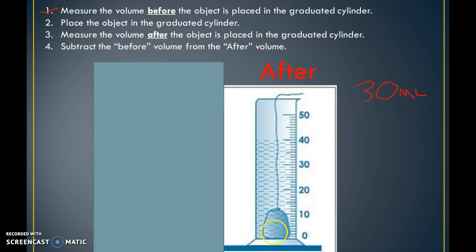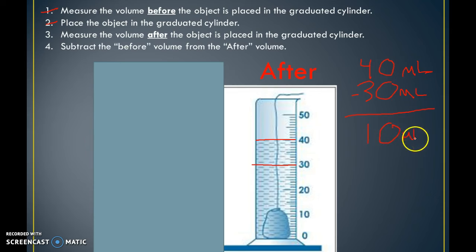So it looks like we have a little rock that we drop down on a string. So that's my object in. That's number 2. Measure the volume after the object is placed in the graduated cylinder. It looks like it was at 30 here, and it looks like it went up to 40 right there. So I'm going to put a 40 milliliters above because we're going to subtract. So if I set up a subtraction problem, 40 minus 30 is 10 milliliters.